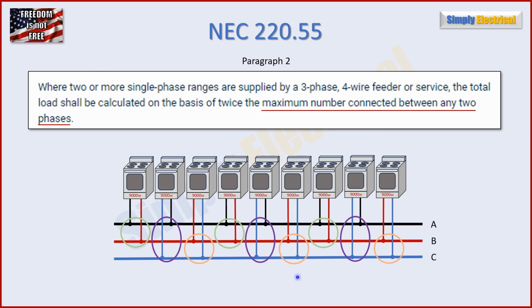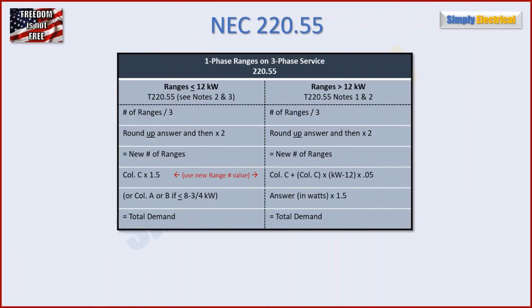This is easy to see when you only have 9 ranges and can draw it out plainly like this. But what if you have a multifamily building with, say, 40 ranges? Well, you're going to need a formula to use. And I've put together such a formula for that very reason.